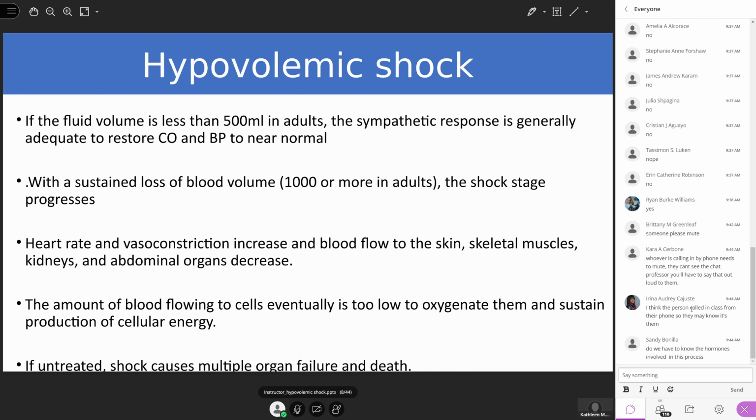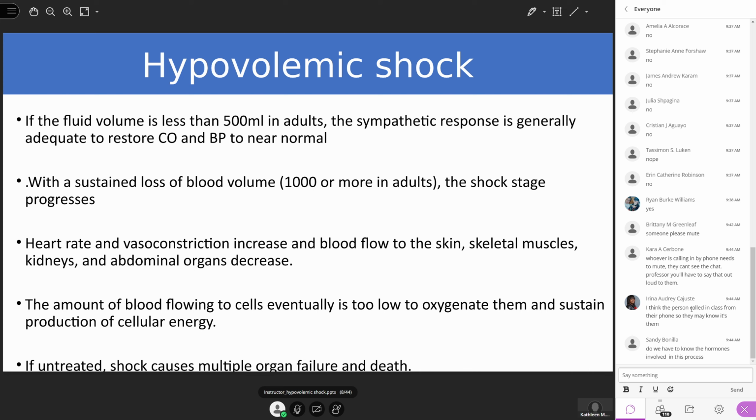Okay, so if the fluid volume loss is less than 500, and again, when we go through the different stages of shock, you'll see what the response is at 500, what the response is at 1,000. If the fluid volume loss is less than 500, the sympathetic response is generally adequate. The body can usually correct itself and maintain. With the sustained loss of 1,000, the shock stage progresses. So we need to take care of that immediately.